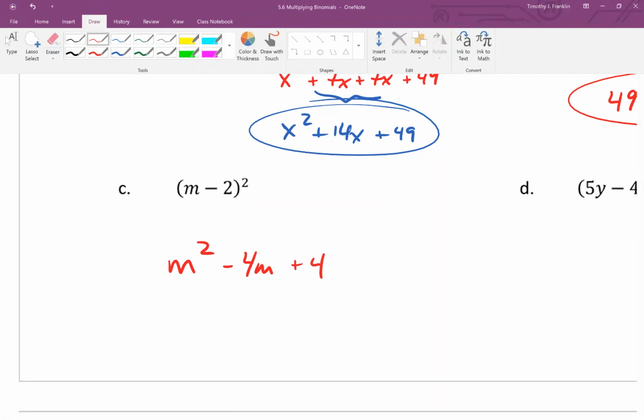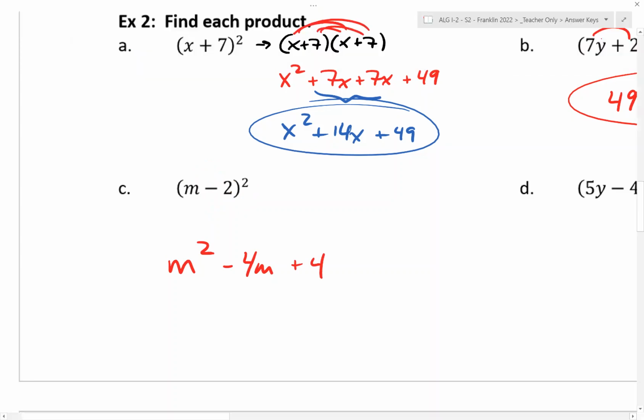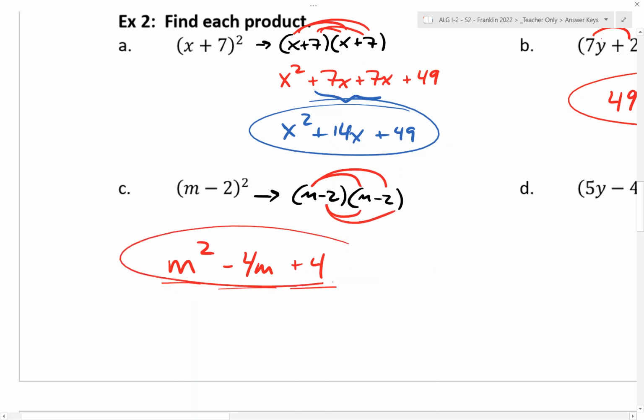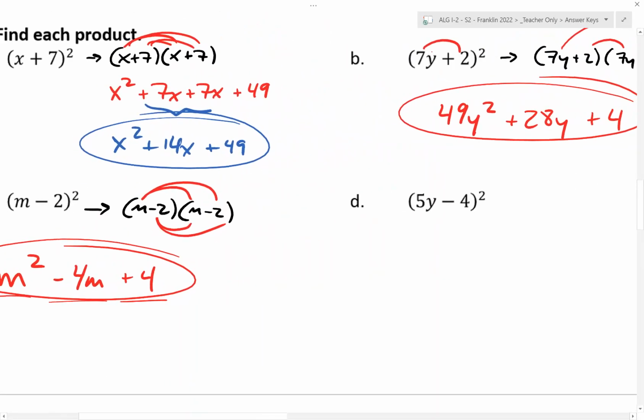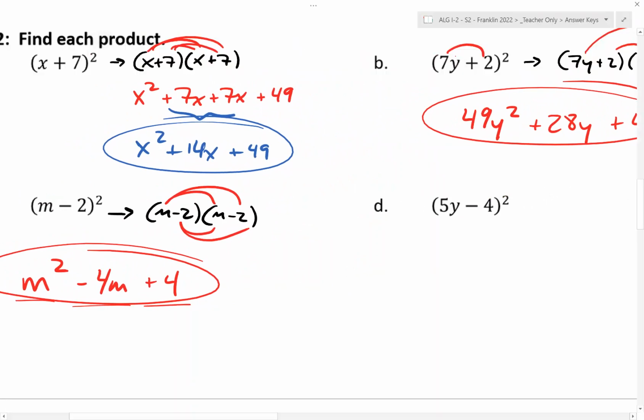But again, if doing that shortcut is confusing, just write out the problem. (m - 2) times (m - 2), and then multiply. So m times m, that's where we get the m squared. M times negative 2 is negative 2m. We have another one of those negative 2m's, and that's where we get the negative 4m from. And then negative 2 times negative 2 is positive 4. So again, if it helps, just write out and do the math. It's only one extra step to do it that way to be safe. But it is faster if you can remember the pattern.